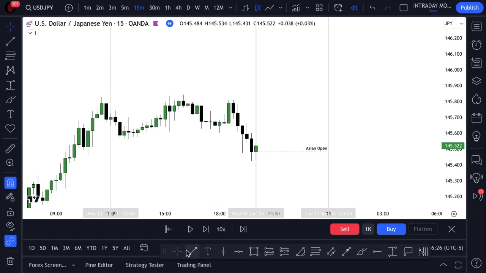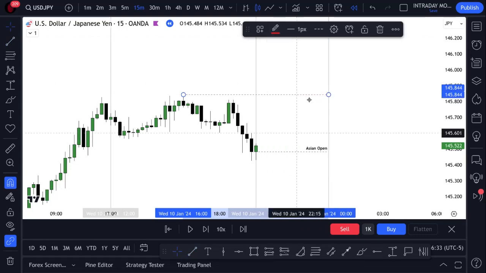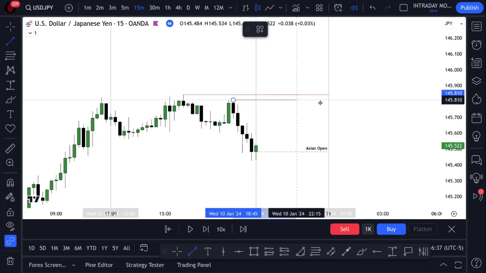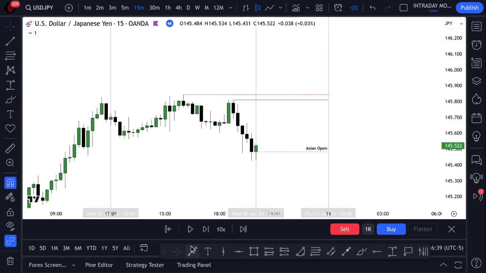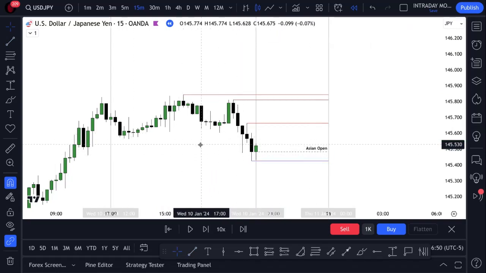So we're going to mark off the unbroken swing highs and swing lows that we have available to us. A swing high is going to represent the buy side liquidity, and a swing low is going to represent the sell side liquidity. And we only have one here, as we can see. All the other swing lows are broken, so we're not going to be utilizing them.